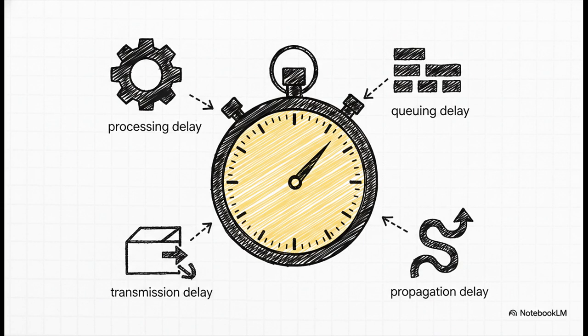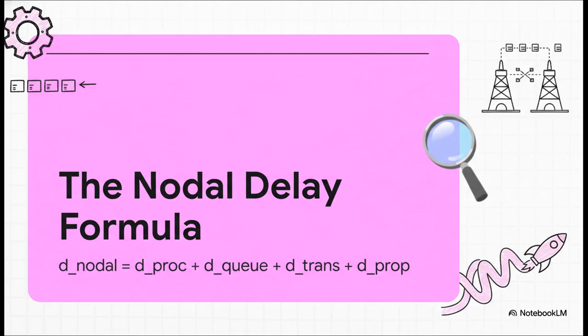And that total time a packet spends just hanging out at one router is called the nodal delay. But here's the key. It's not just one big chunk of time. It's actually the sum of 4 totally different components. Once you can identify and calculate each of these, trust me, you can solve pretty much any network performance problem they throw at you.